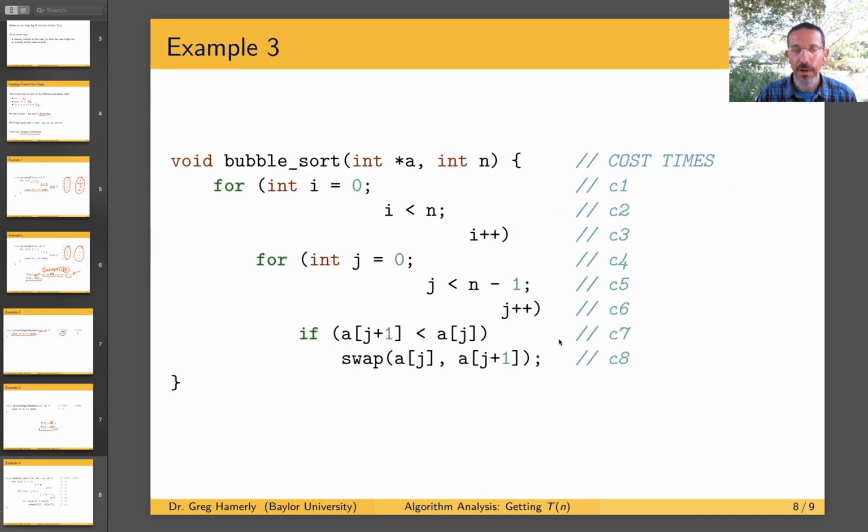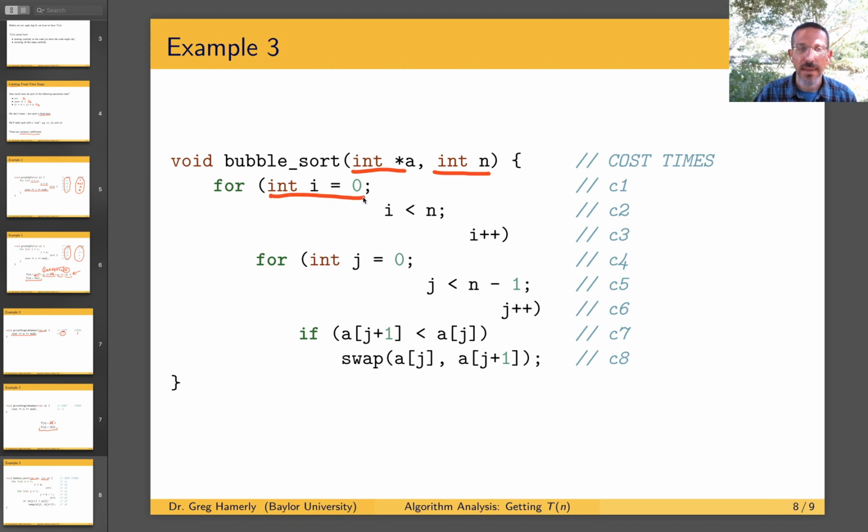Let's look at a third example, which is more complicated now. Suppose we're given an array, A, and the length of that array, n, and we're going to bubble sort A, okay? Again, we've separated this into each of the discrete steps that it will take. We've labeled them C1 through C8, and let's count how many times each of these occur.